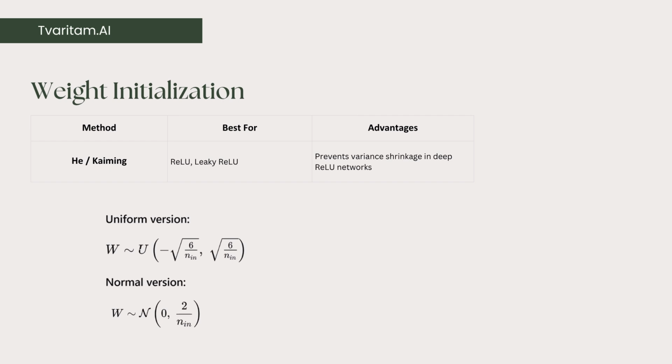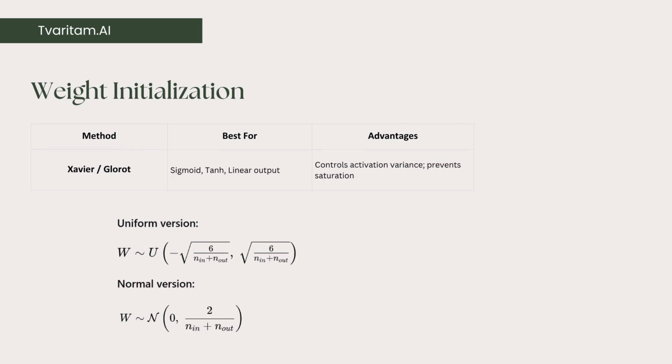square root of 6 again divided by the number of input units. So He initialization can also have a uniform version and a normal version where we use n in, which is the number of input units. When it comes to Xavier initialization, which is more useful for sigmoid and tanh activation functions, here the goal is to keep the variance of activations stable as the signal moves throughout the layers, and the weights are sampled either again from a uniform distribution or from a normal distribution. Here we also consider the output units, or the number of output neurons in the layer too. So the formula is similar, but if you compare, you see we divide by not just n in, but also by the number of output units.